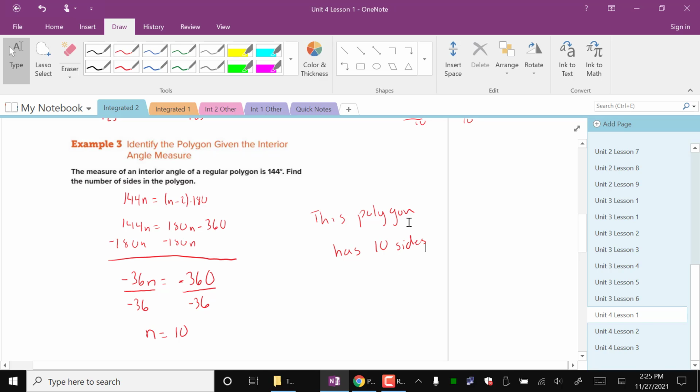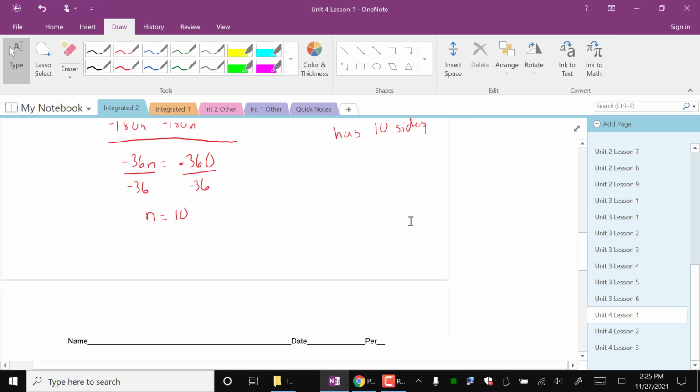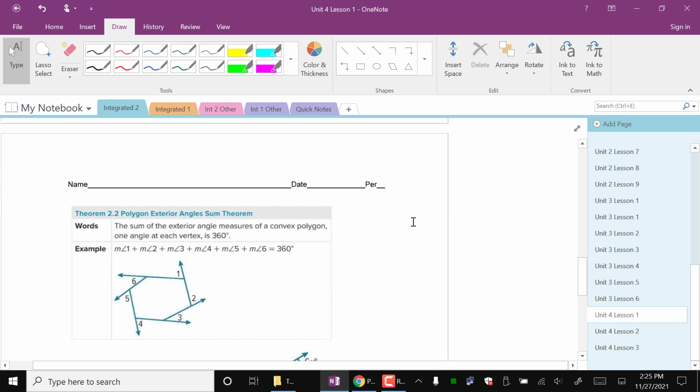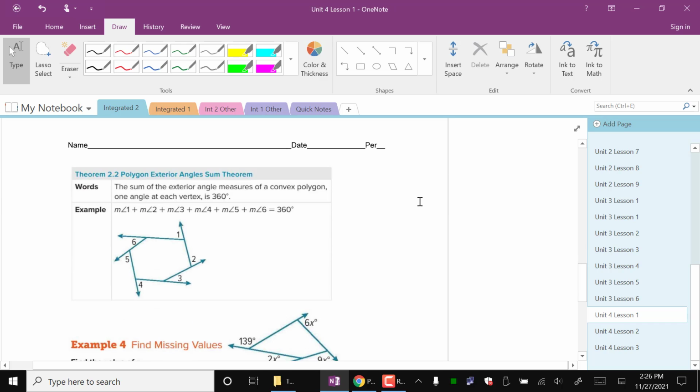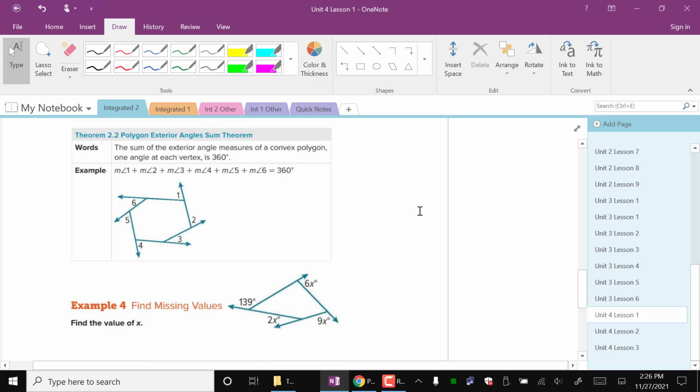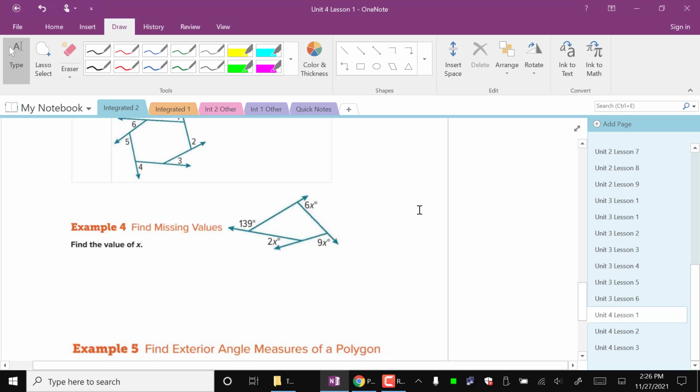All right, let's take a look at our next example. Before we look at our next example, we have another theorem. The sum of the exterior angle measures of a polygon, one angle at each vertex, is 360 degrees. So measure of angle 1 plus measure of angle 2 plus measure of angle 3, 4, 5, and 6 gives you 360 degrees.